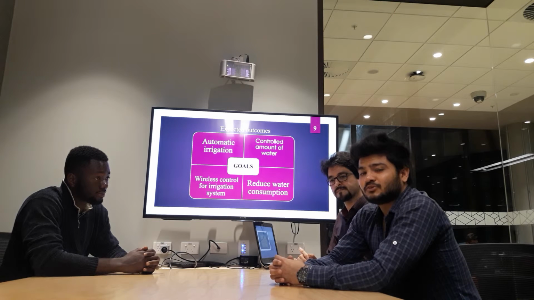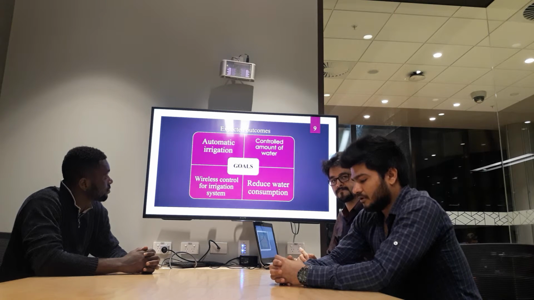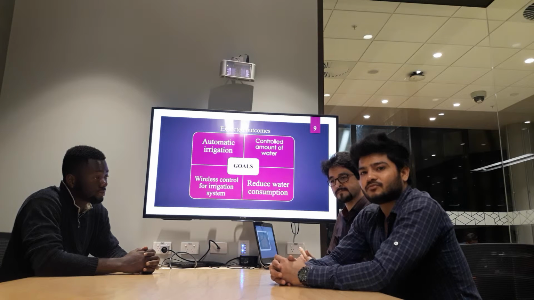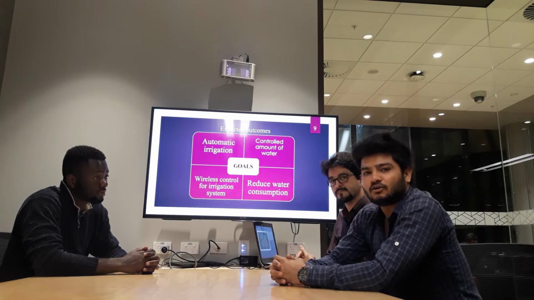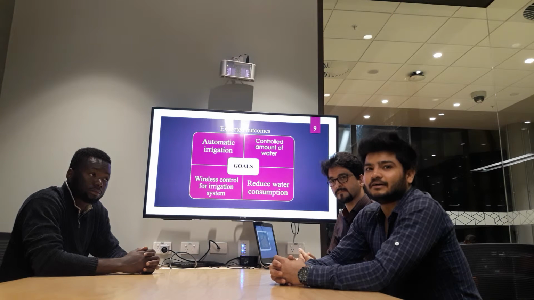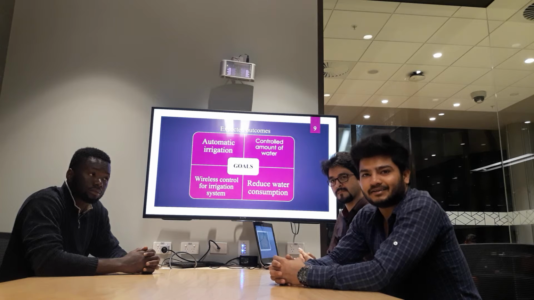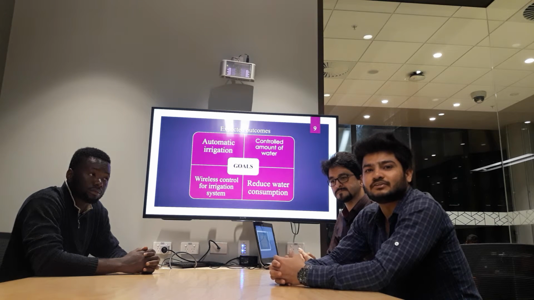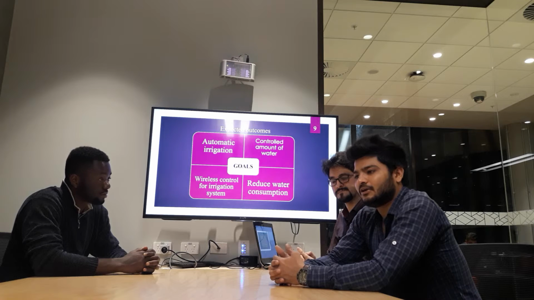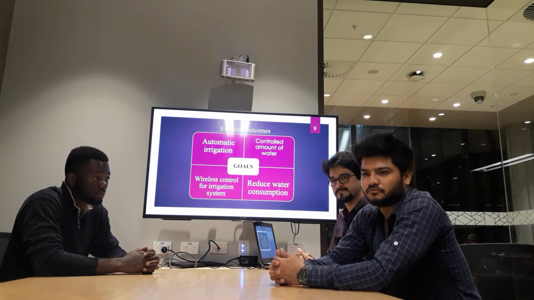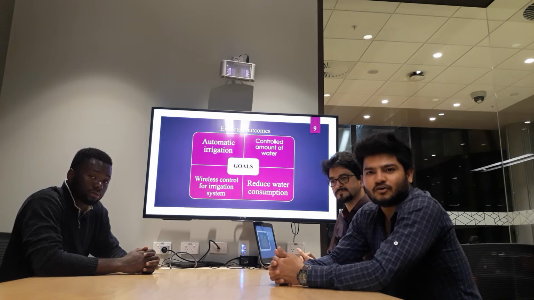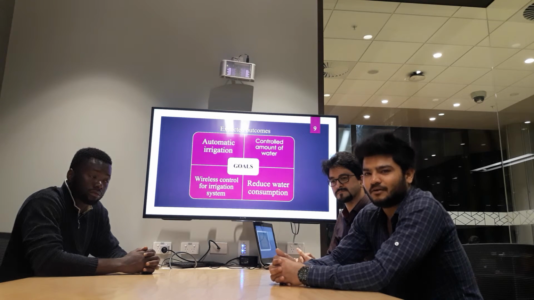The expected outcome of this project is to automatically irrigate the farm. If we are far away from our farm, we can operate irrigation through mobile SMS, or we can get a notification from the GSM module which we are using in our project, the SIM900. It will operate on the sensors only, so we don't have to bother whether we are near our farm or far away from it.